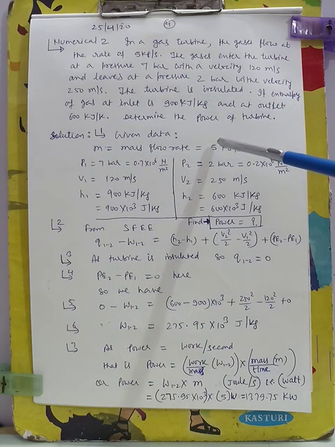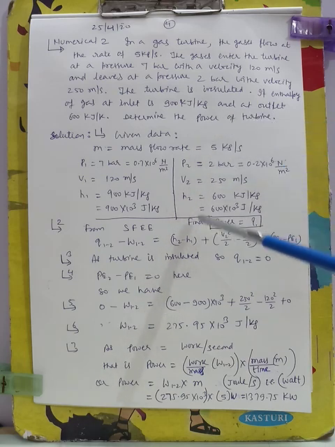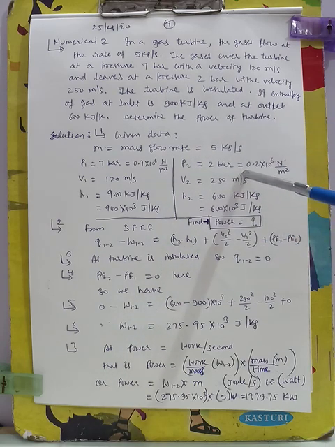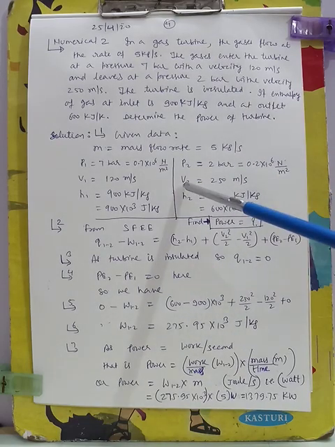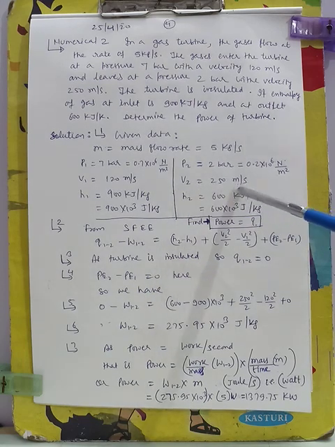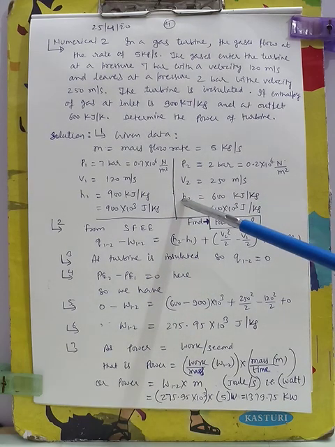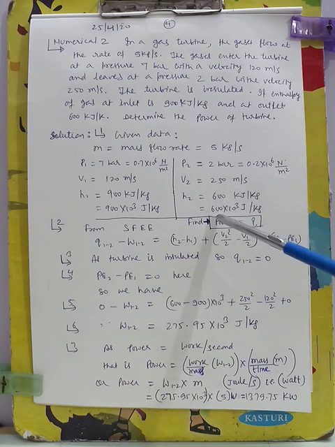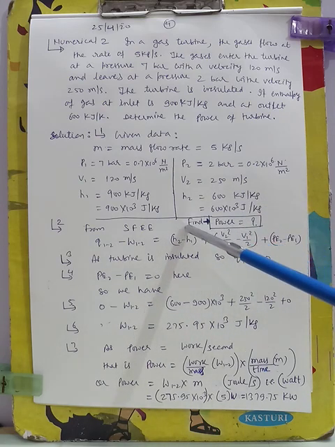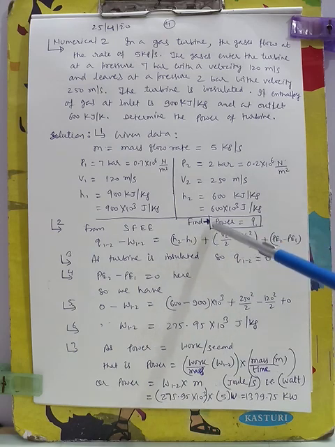And the parameters at outlet are here. P2 is equal to 2 bar is equal to 0.2 into 10 to the power 6 Newton per meter square. V2, velocity at outlet, is equal to 250 meter per second. And enthalpy at the outlet H2 is equal to 600 kilojoule per kg. I would like to write this in joule per kg, means 600 into 10 to the power 3 joule per kg. And finally I am writing here what we have to find out. We have to find out power.